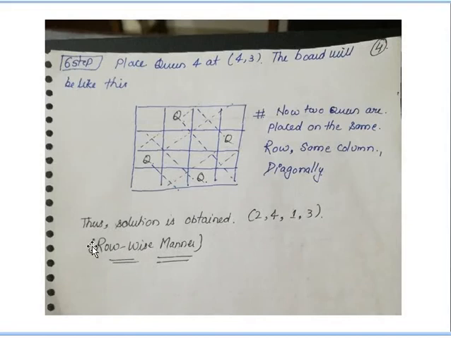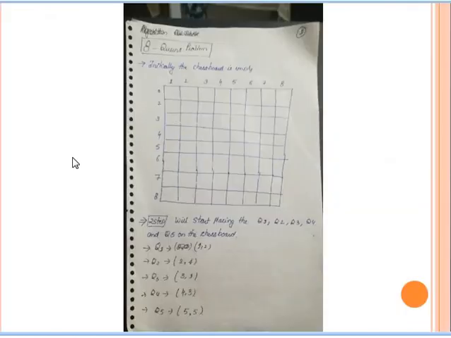So here we got one solution for the 4 cross 4, or the 4 queens problem, using the row wise method. So let us see how we solve the 8 queens problem. The problem statement is that we have to consider a chessboard of order 8 cross 8. We have to place 8 queens on this board such that no 2 queens can attack each other, or no 2 queens are placed on the same row, column, or diagonally.